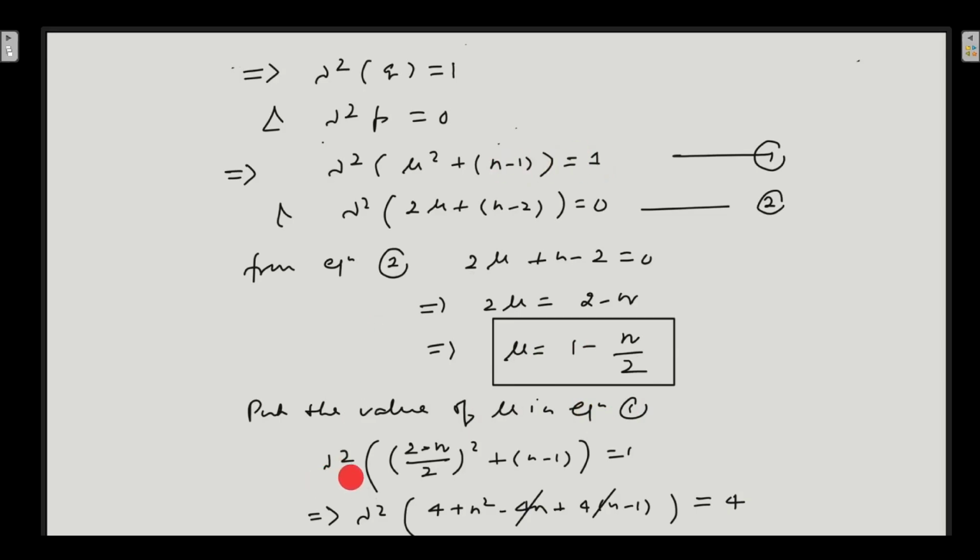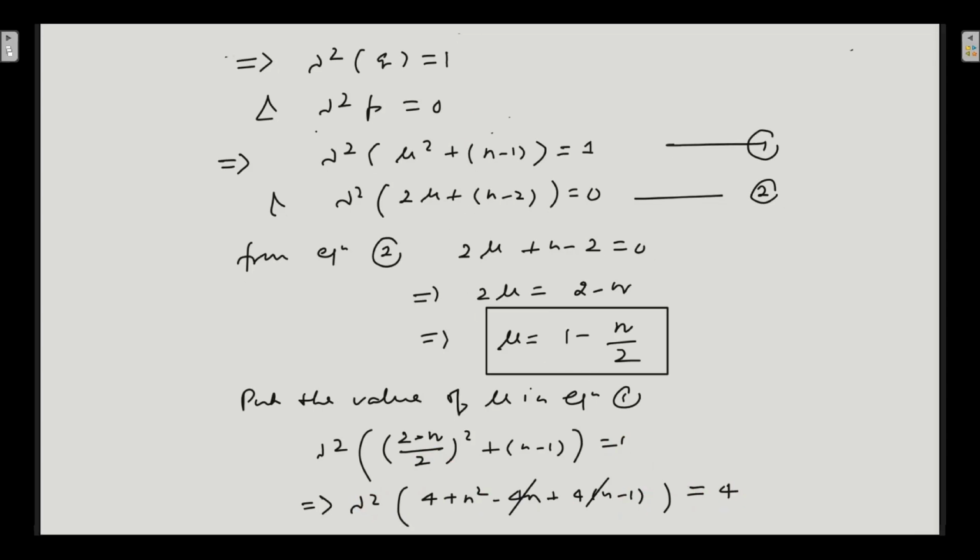After putting, what do you get? Lambda square written as it is. At the place of mu I am writing 2 minus n by 2, whole square, plus n minus 1, that is equal to 1. Just expand this expression. What will happen if you expand? 4 plus n square minus 4n, plus 4n minus 4, and this 4 from the denominator will go over here. This is very simple algebra, I am not going to explain this simple step.